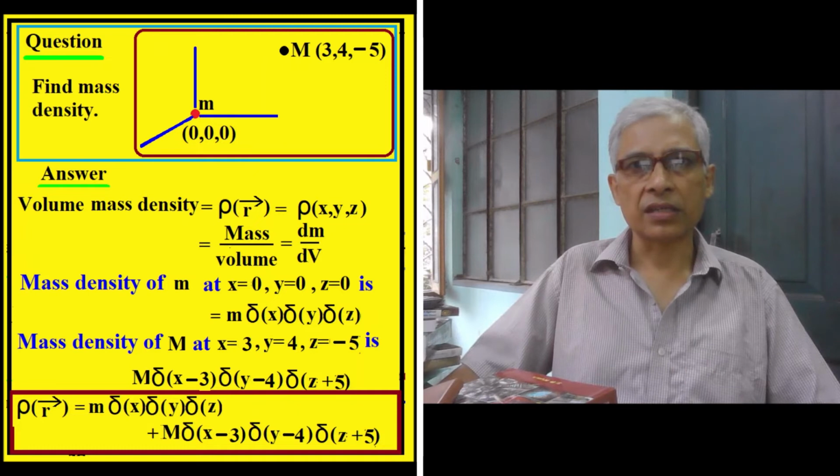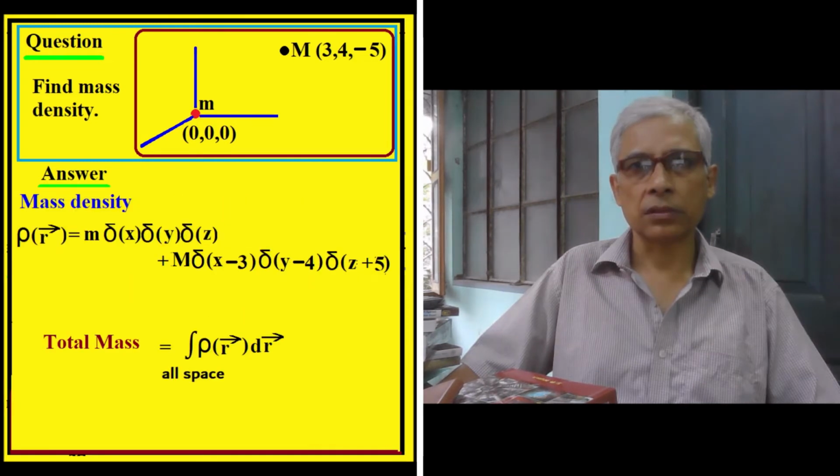Clearly, we are in a position to write down the mass density of the given distribution, and it has been shown. The mass density rho is the sum of the individual mass densities, and it is written in the box with a brown outline. Can we put our faith on this result?